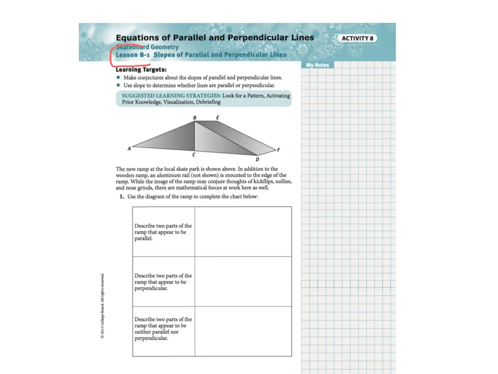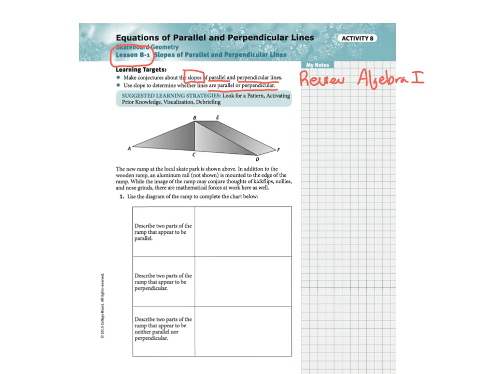Today, class, in lesson 8.1, we're going to be looking at the slopes of parallel lines and perpendicular lines, and then we're going to use those slopes to be able to determine what kind of lines we are working with. This is going to be a nice little review of some of your Algebra 1 skills from last year, so hopefully you'll remember some of this as we go back to it.